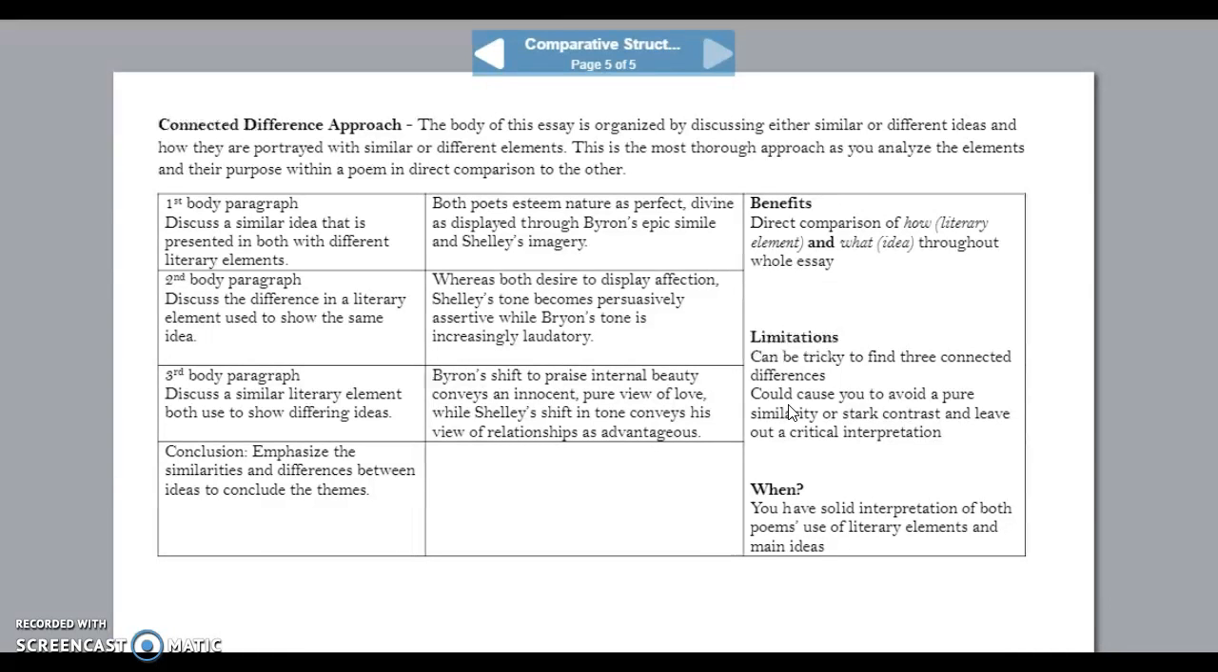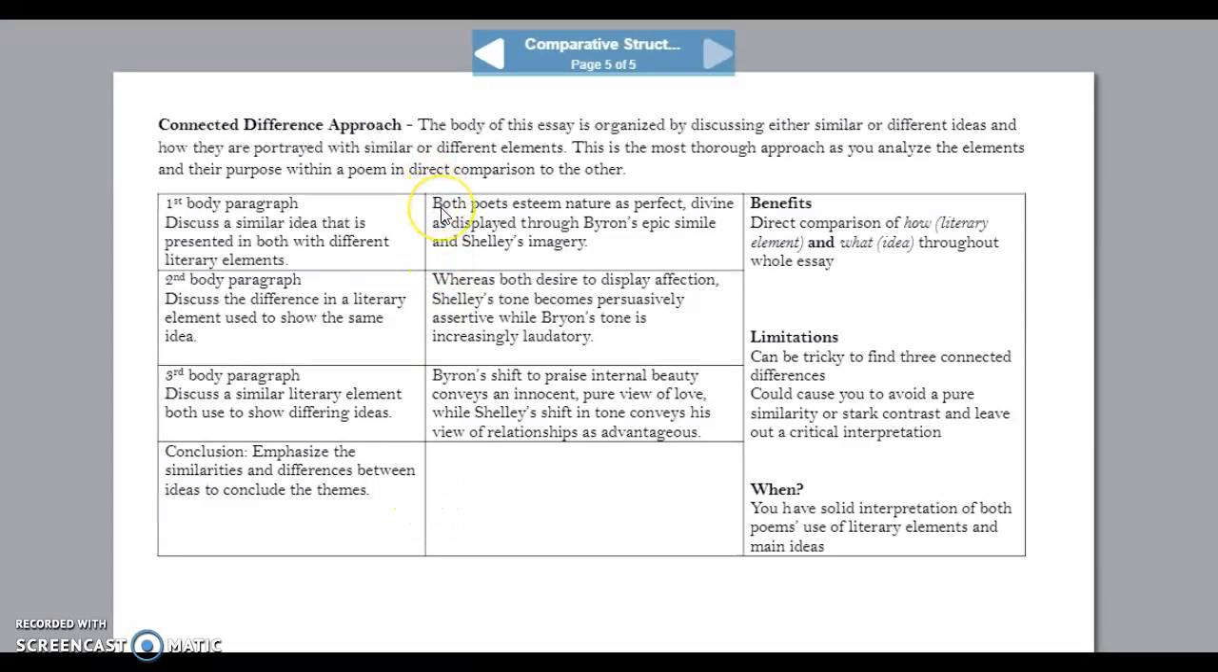But you could do a hybrid always. And then it could also cause you to maybe leave out a critical interpretation if you're only focusing on the ways that they connect. So I would encourage you to use the connected difference approach if you have a solid interpretation of both poets' use of literary elements and main ideas. Let's look at this example. It's very similar to the one I shared with you in class.